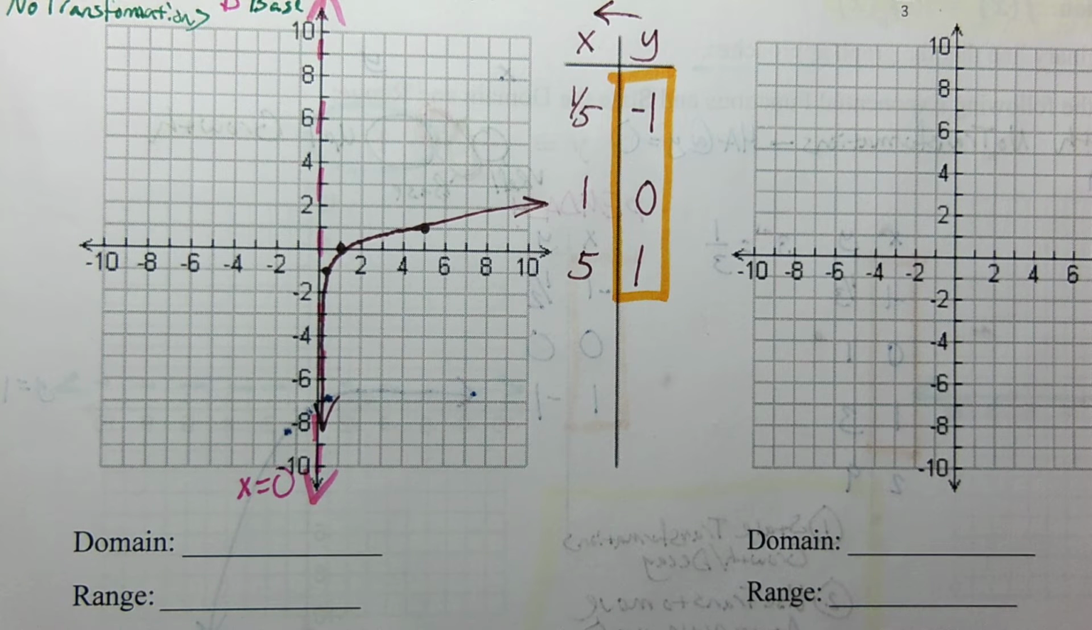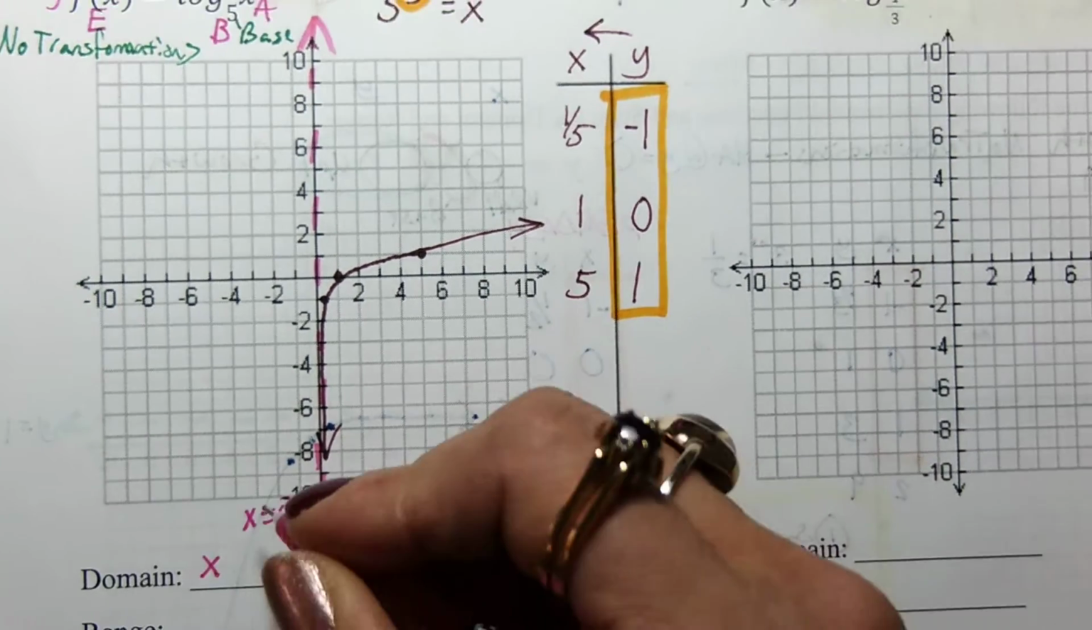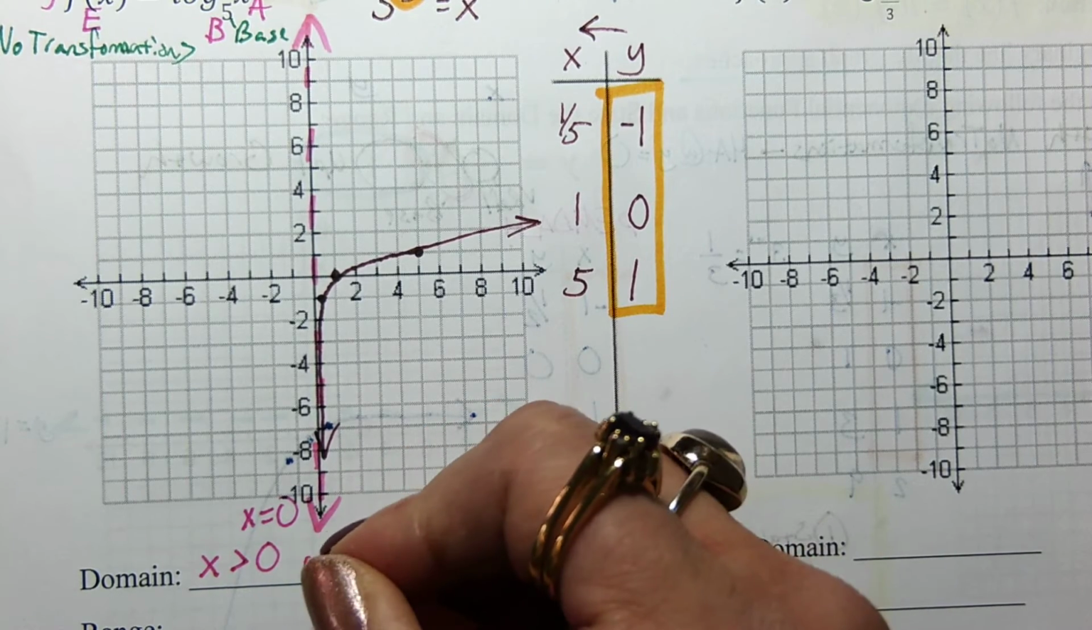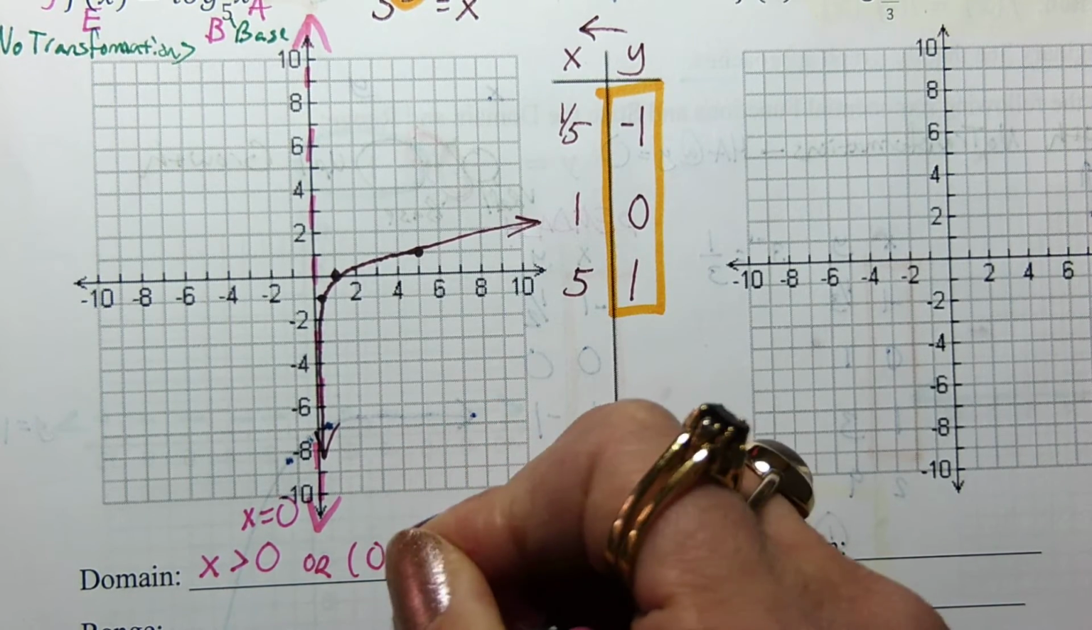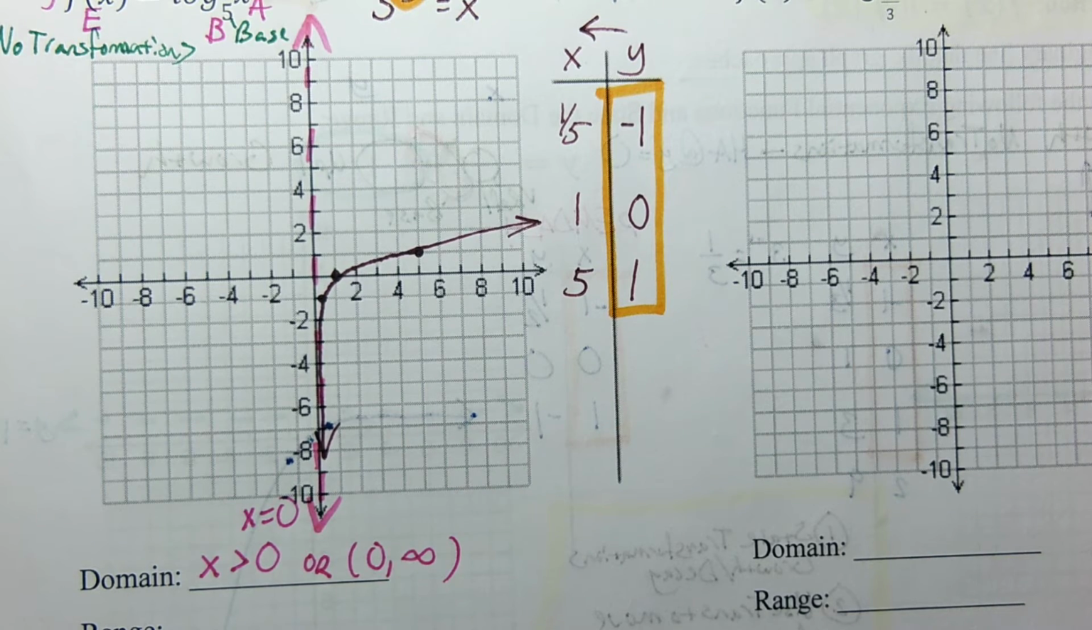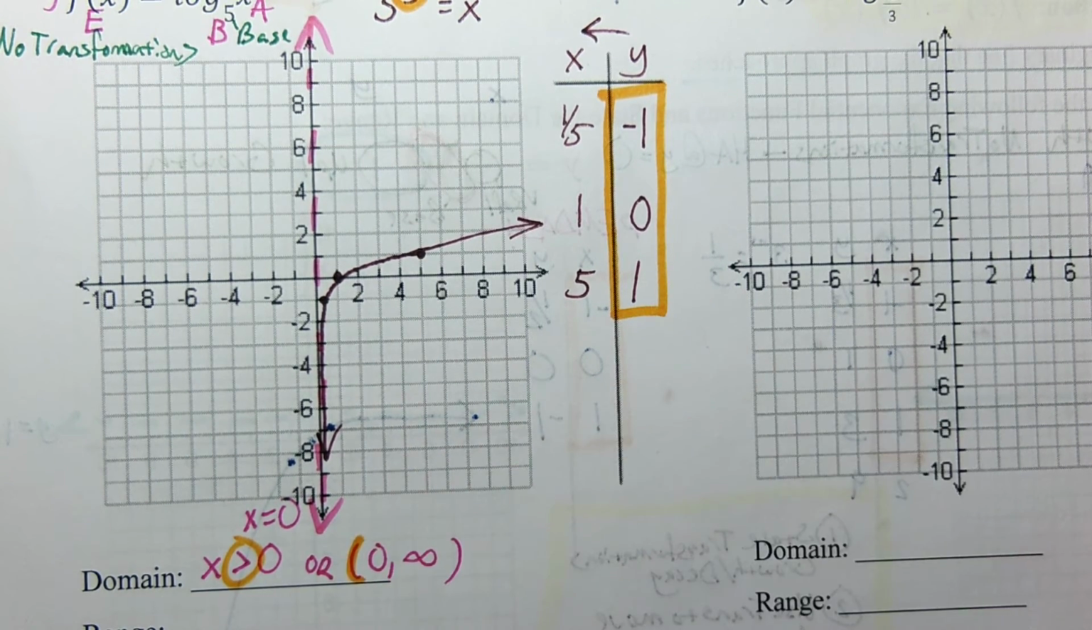What do you think our domain is for this? Do our x values start over here at -infinity? Are we getting any points over here? No. What is the first x value that we start with that we don't actually get to? 0. So our domain is going to be x values greater than 0, or if you want to use interval notation, parentheses 0 to infinity. So we start at the asymptote and are covered going to the right.